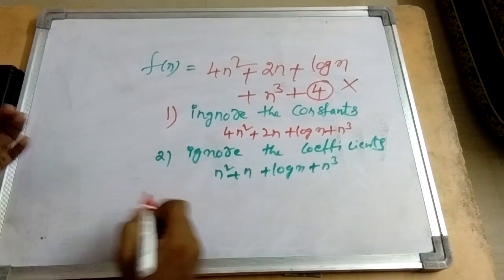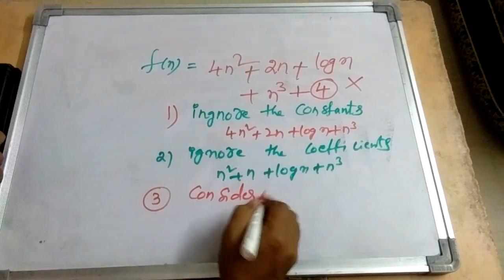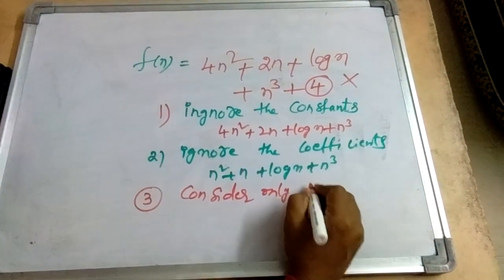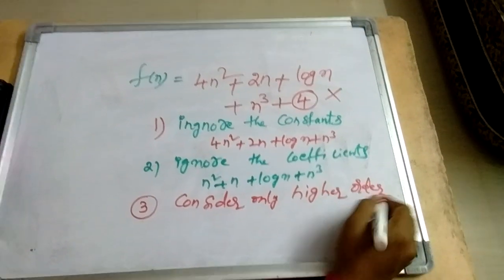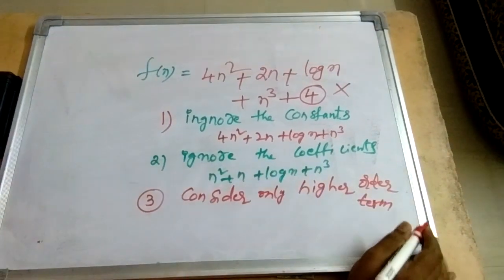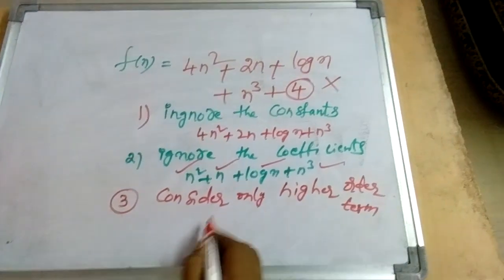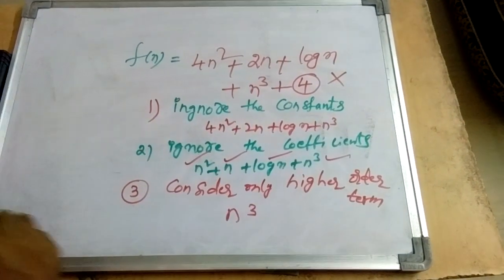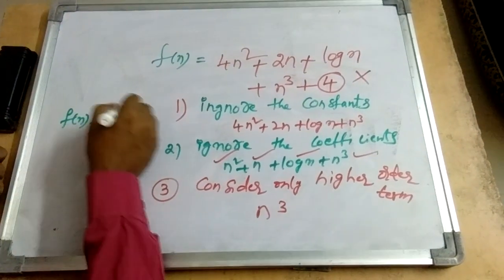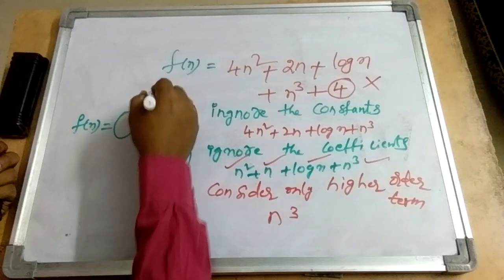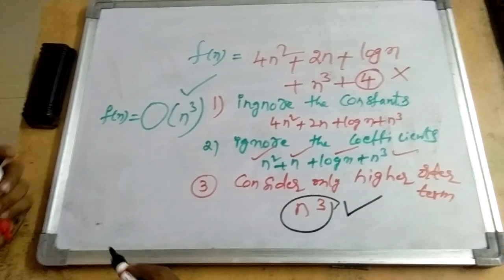Consider only the higher order term. Then what is the higher order term among n square, n, log n and n cube? So n cube is the higher order term. So then you can write the time complexity f of n of the given function as big O of n cube, because we are considering only this. In fact, this is the worst case time complexity.